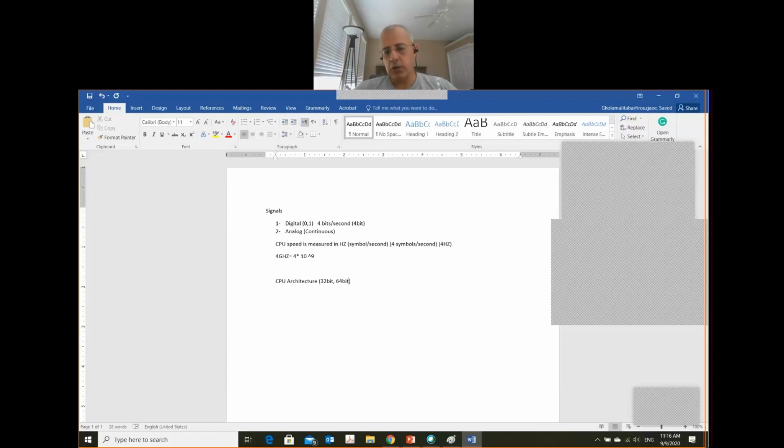We also have hybrid architecture that can support both of these architectures, which means that at a certain point in time, the length of the data unit that they can receive, process, and then send back is either 32-bit or 64-bit.